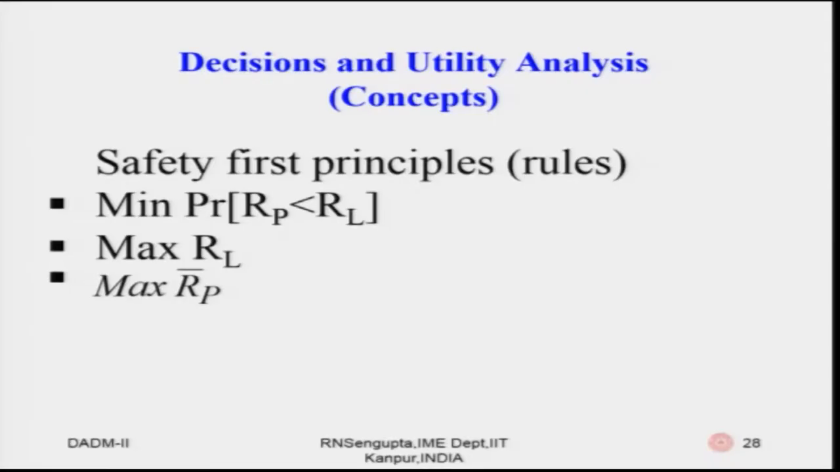So, the safety first principle rules are mathematically given as: you minimize the probability of RP being less than RL. What is RP and what is RL? I am going to come to that. The second one is, you maximize RL. These P and L are suffixes. And in another case, you maximize the average value, which is R bar P.